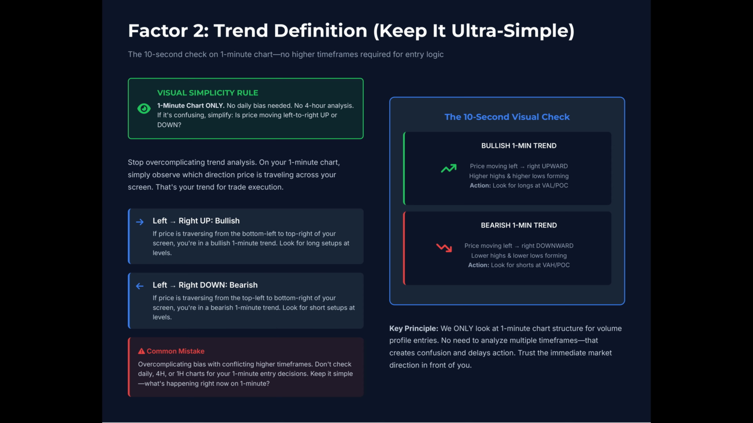Key takeaways for factor 2. Trend definition: use the 1-minute chart only, no other time frames for this factor. Bullish trend, higher highs and higher lows moving up and right. Bearish trend, lower highs and lower lows moving down and right. Choppy, overlapping swings, no clear direction. Score 2 points if the trend is aligned with your trade, 0 points if against or choppy. Trading with the trend is an edge. Trading against the trend is a disadvantage. Trading in choppy conditions is gambling. Keep it ultra simple. If a child can identify the trend direction, you're doing it correctly.